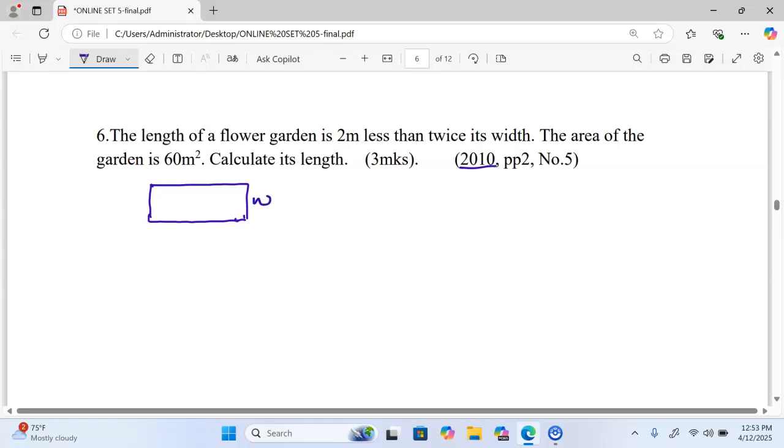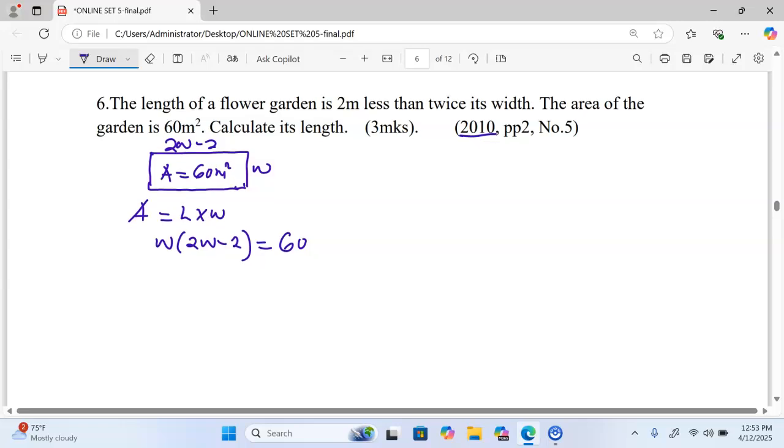Assuming the width is W, then the length is 2 meters less than twice its width. That means the length is going to be 2W minus 2. Having done that, the area has been given as 60 meters square, and to get the area of a rectangle, we multiply length by width. That is, W times (2W minus 2) must be equal to 60 meters square. From there, we open the brackets.